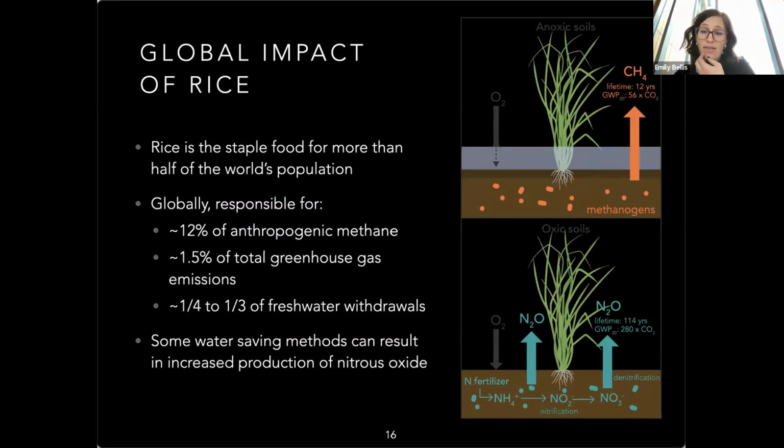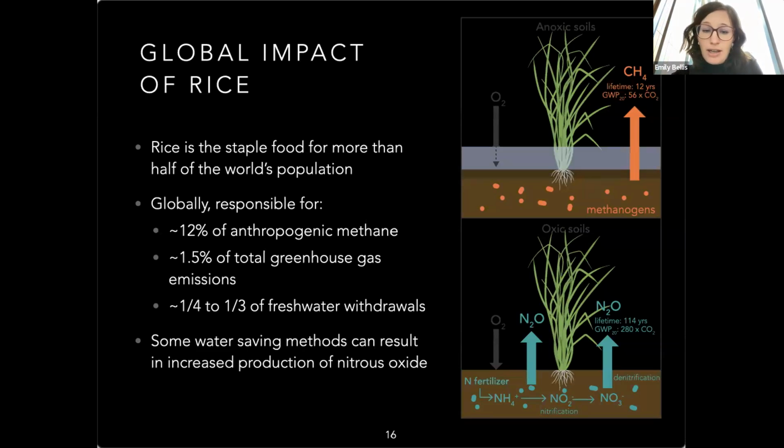Because of that, this anoxic soil environment can create conditions conducive to emission of methane. It's estimated that about 12% of anthropogenically produced methane is from rice production alone. So that's 1.5% of total greenhouse gas emissions, and irrigation also causes a lot of freshwater withdrawal. So there are many methods that have been developed to try to decrease the amount of water that's used to grow rice.